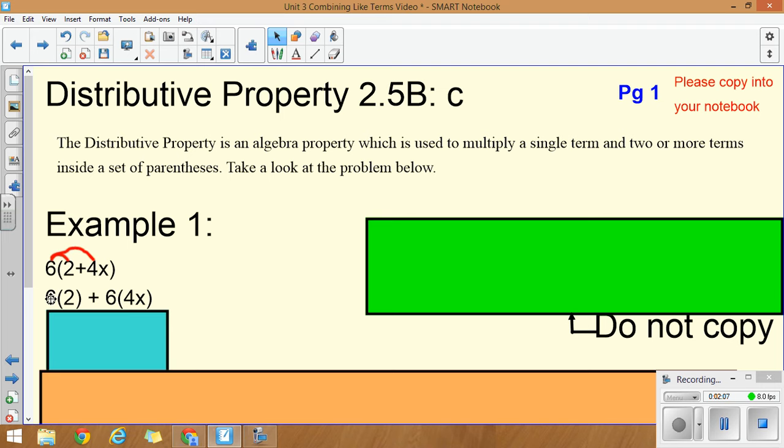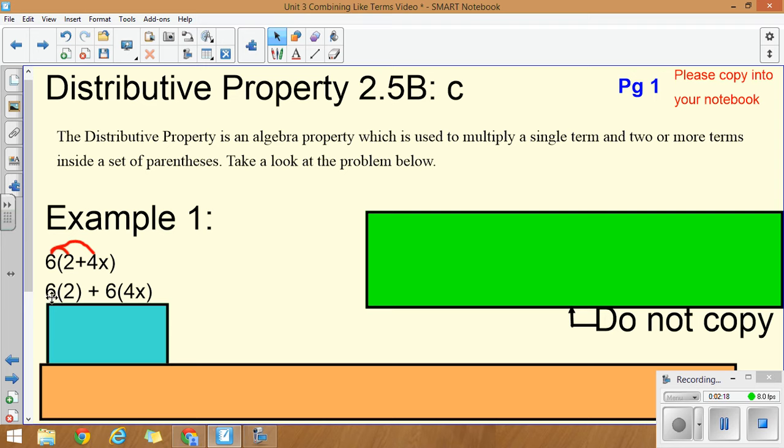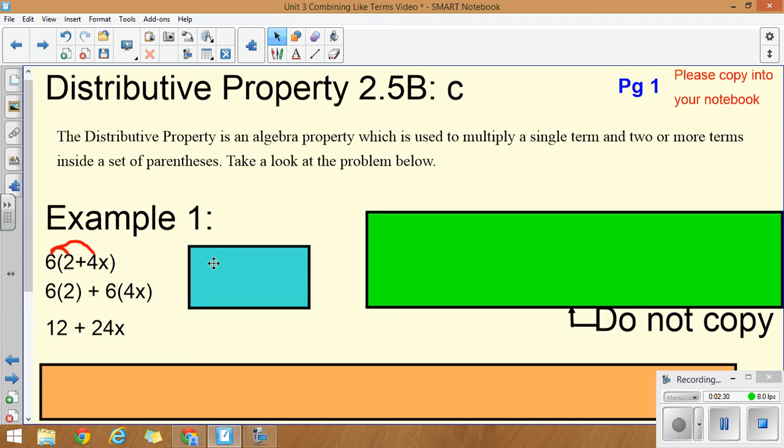In the future, you won't really need to write it this way. You can just write 12. But I'm just trying to show you how the property works. And then you're going to take 6 and multiply it to 4 times x. Okay, so 6 times 2 is 12. Bring the plus sign down. Now 6 times 4 is 24, but you're going to attach the x to it. And that's all there is to it.